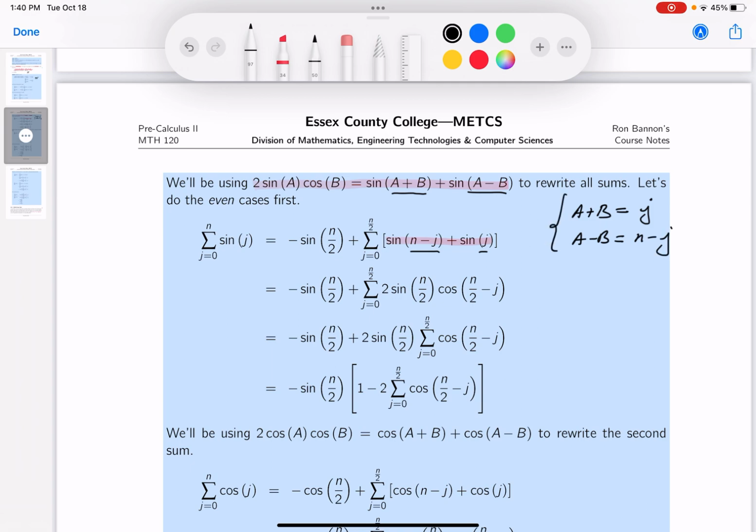Well, I'm going to add those two together, and what would you get? You would get 2a equals n, or a would equal n over 2. All right? So, I know what the a is now. Do I know what the b is? Well, let's write this down. If a is n over 2, what's b? I don't know. Let's figure it out. The b would equal j minus n over 2. All right? So what I do is I just write it down.